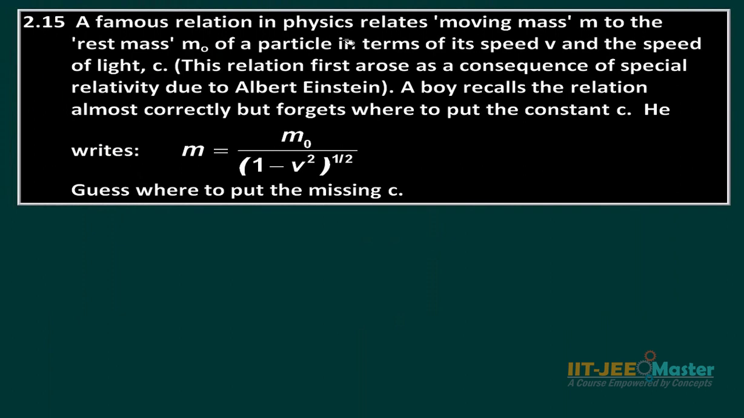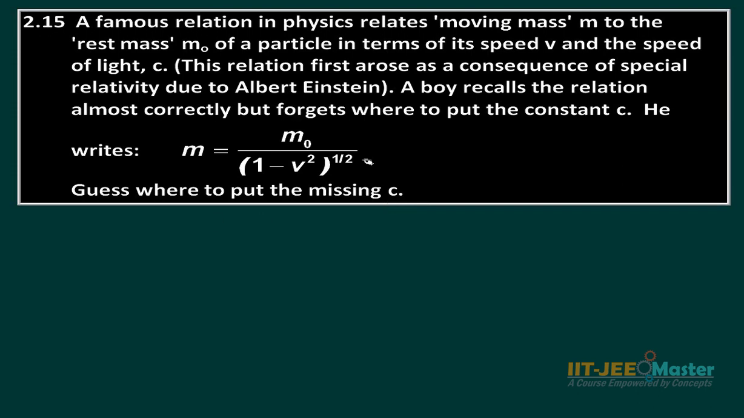A famous relation in physics relates moving mass m to the rest mass m0 of a particle in terms of its speed v and the speed of light c. This is the relation of relativity due to Albert Einstein. A boy recalls the relation almost correctly but forgets where to put the constant c. He writes m is equal to m0 upon 1 minus v square to the power 1 by 2. Guess where to put the missing c.